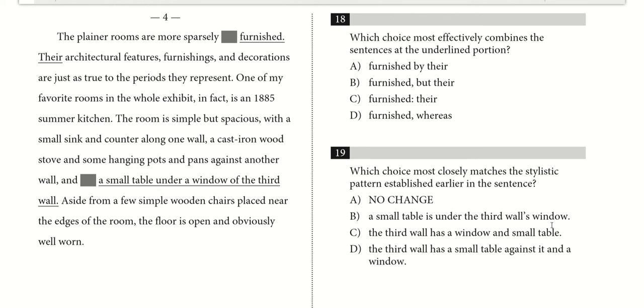C, the third wall has a window and small table. Again, this isn't what we had before. The style was that object and then whichever wall, right? Not that the walls have stuff. So C is out, and D has the same exact problem as C, where you have like naming the wall first, then the objects. So A, no change, because this already fits the stylistic pattern of the rest of this sentence. So that's good parallel structure.